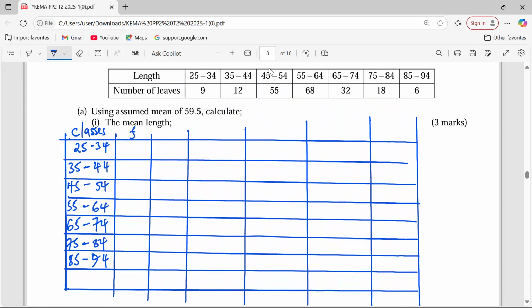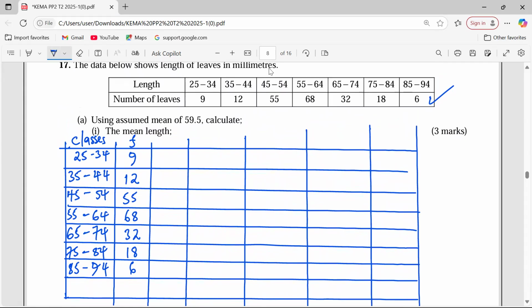So frequency f: 9, 12, 55, 68, 32, 18, and 6. I've just placed them in their respective classes. Now, the first thing I have to come up with is the midpoint x of every class. A midpoint is the value that is going to represent all the classes. So that is what we're going to come up with very quickly so that we may save time.